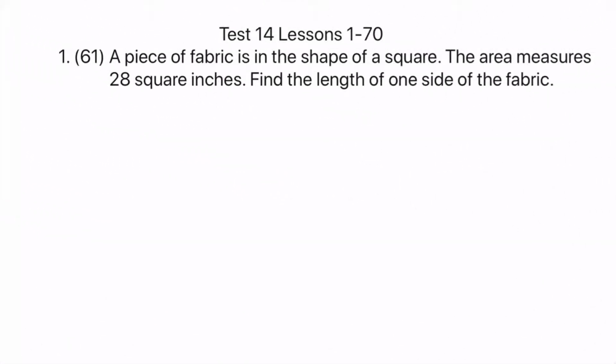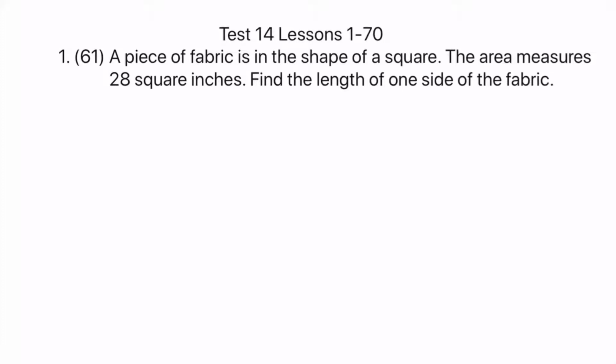Test 14, lessons 1 through 70. Number 1 is from lesson 61, and it says a piece of fabric is in the shape of a square. The area measures 28 square inches. Find the length of one side of the fabric.